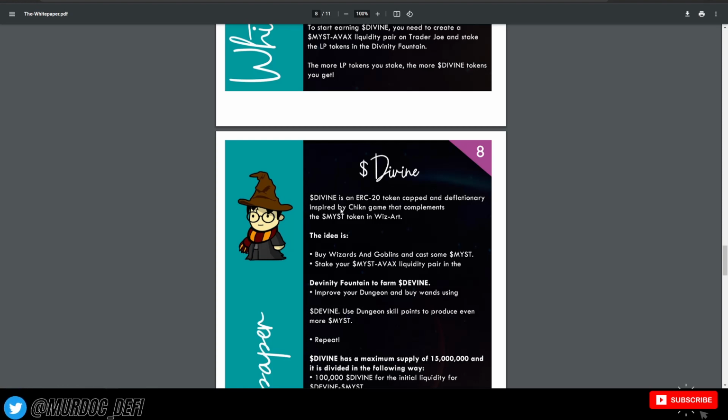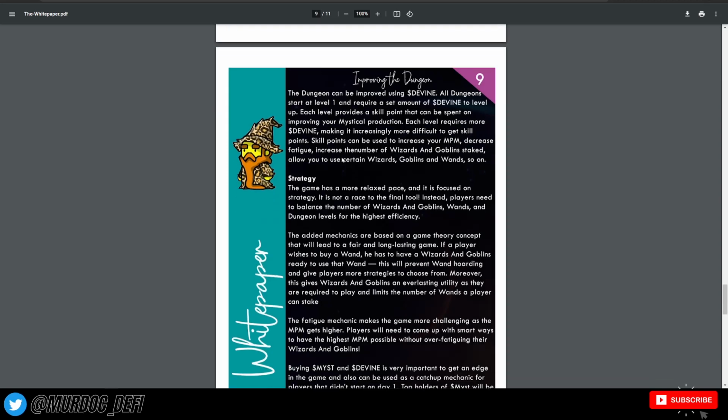So divine is an ERC-20 token, capped and deflationary, inspired by the chicken game, with compliments to the mist token in Wiz-Art, right? The idea is buy wizards and goblins and cast some mist, and then stake your mist and Avax liquidity pair in the divinity fountain to farm the divine token, improve your dungeon, and buy wands using the divine token. Use dungeon skill points to produce even more mist. And again, this is essentially how the cycle repeats itself.